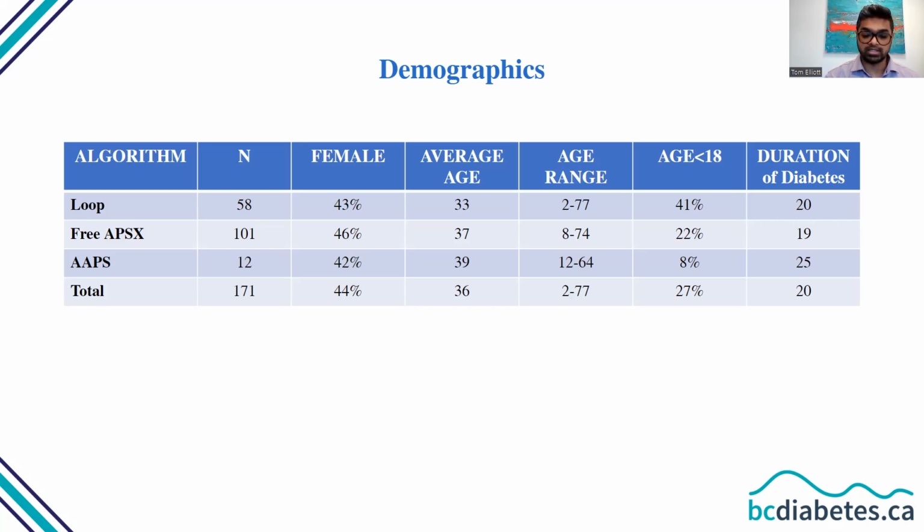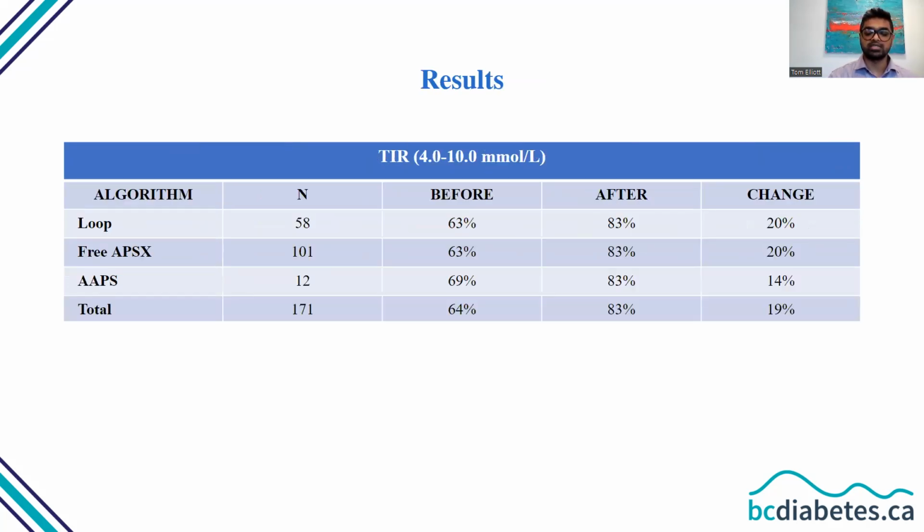Looking at individual APS apps, 58 were on Loop, 101 were on free APSX, and 12 on Android APS. The sex and duration of diabetes was similar for all 3. Of the Loop users, average age was lower, driven by the 41% of pediatric clients. 37 clients changed apps, all 37 going from Loop to free APSX to take advantage of the latter's advanced automation features. Let's look at our results.